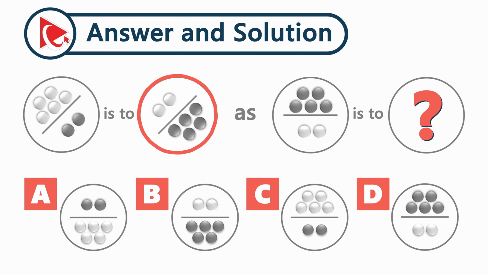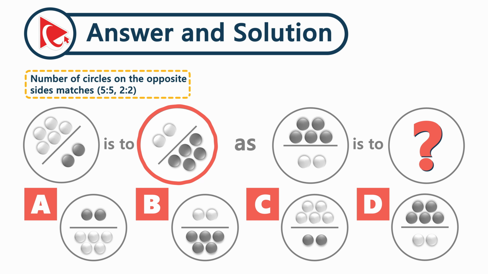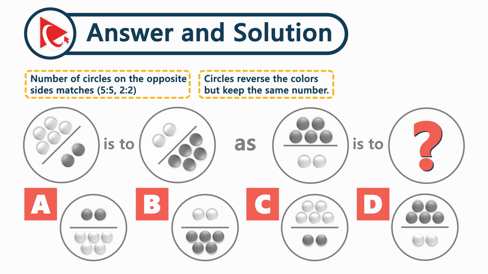Here's what I see. The number of circles on the opposite sides matches, even though they change the colors and reverse the position. Let's look at the example. The left shape has 5 light small circles on the top, and the right shape has 5 dark circles on the bottom. Following the same pattern, the left shape has 2 dark circles at the bottom, and the right shape has 2 light circles on the top. Knowing this, we can apply this pattern to the third shape to determine the missing one.